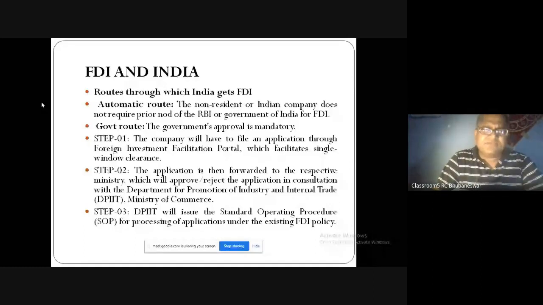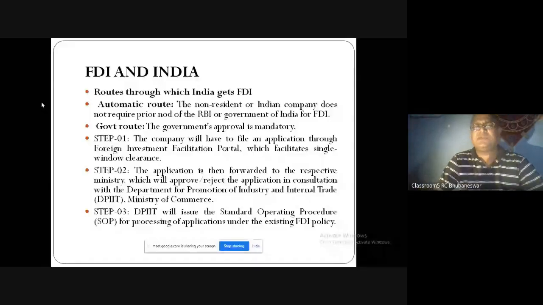There are different routes, different ways, through which India can get FDI. One route is the automatic route, another route is the government route. If you talk about the automatic route, the non-residents, NRIs or Indian companies do not require any approval from the RBI or the government of India. They can directly come here and invest in a particular type of business.